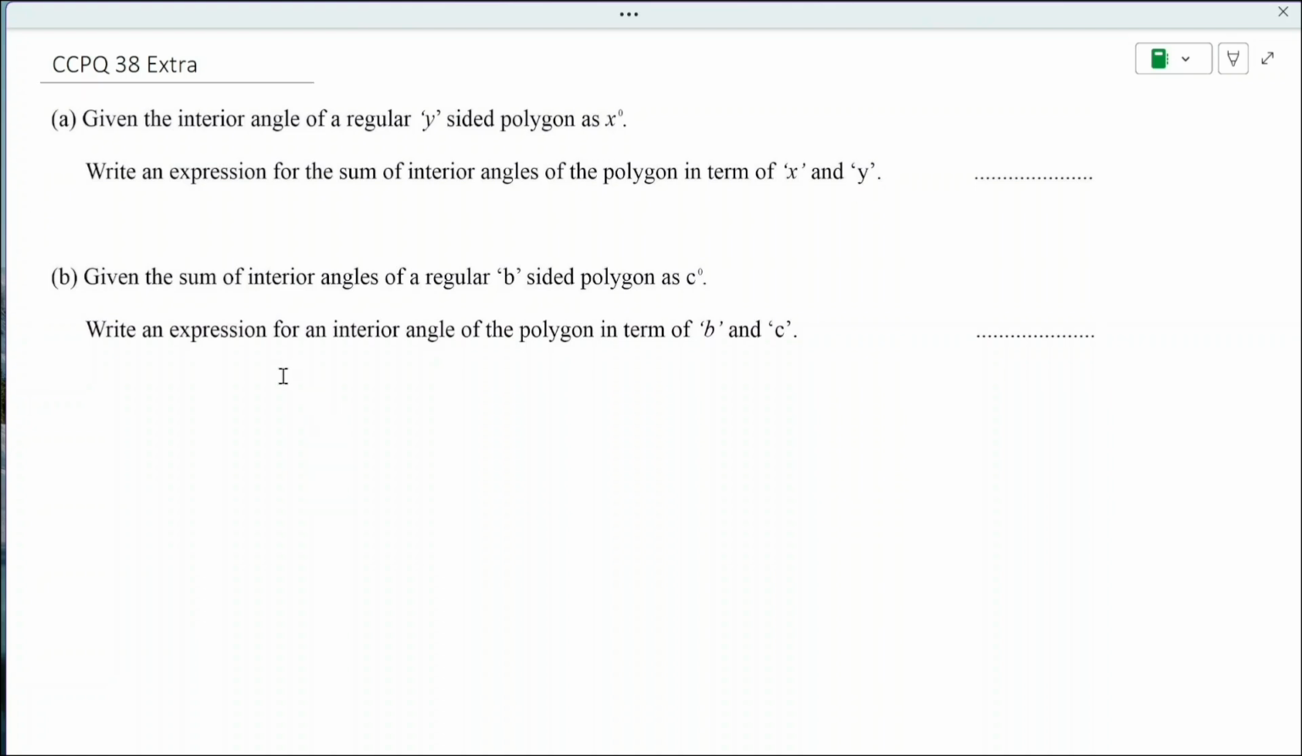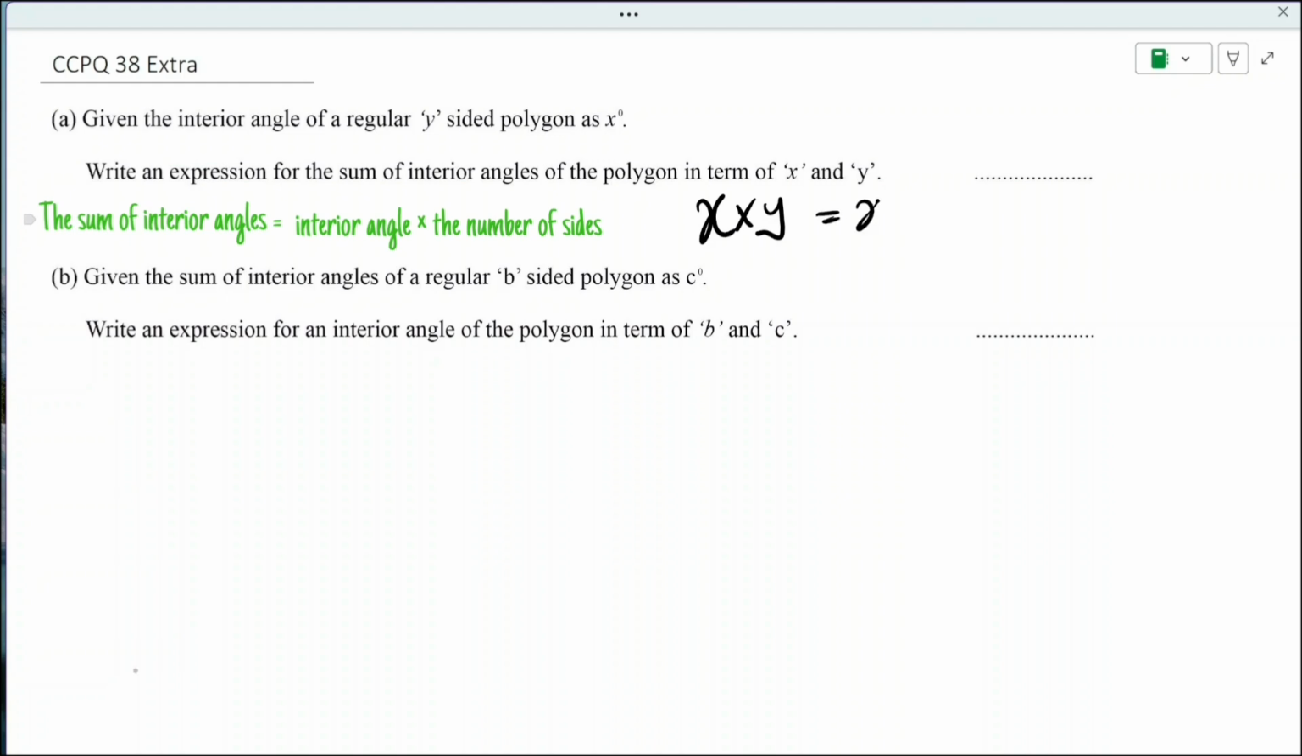For any regular polygon, the sum of interior angles using an interior angle and the number of sides is the interior angle times the number of sides. So that's x times y. X times y is xy. Therefore, the answer to this question is xy.